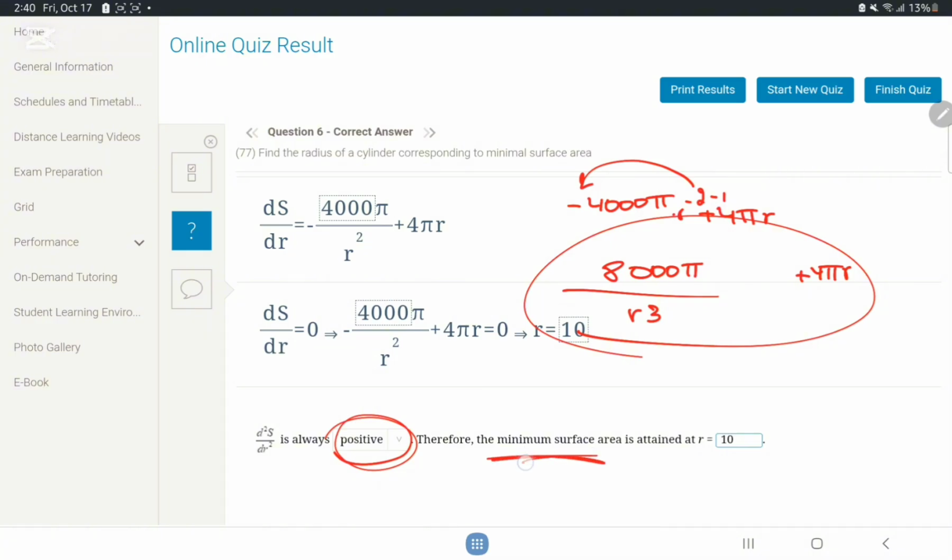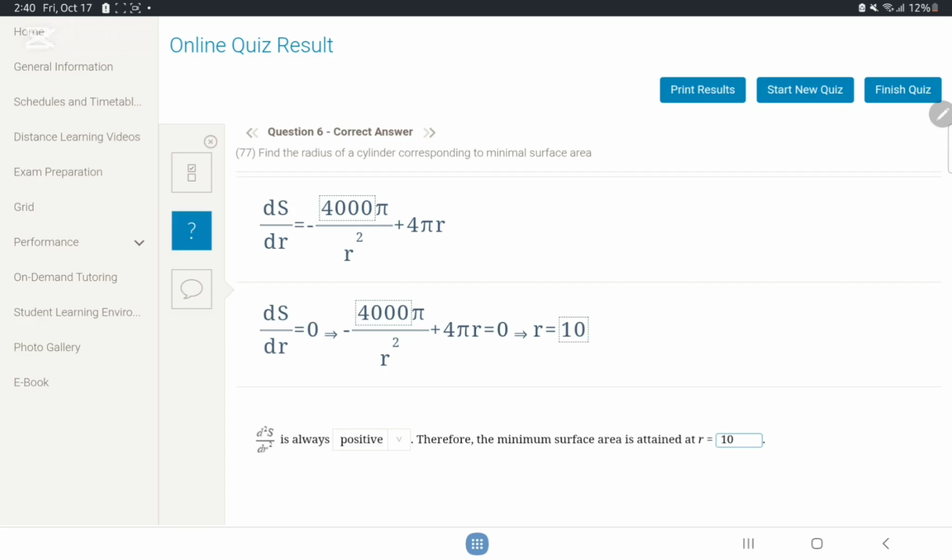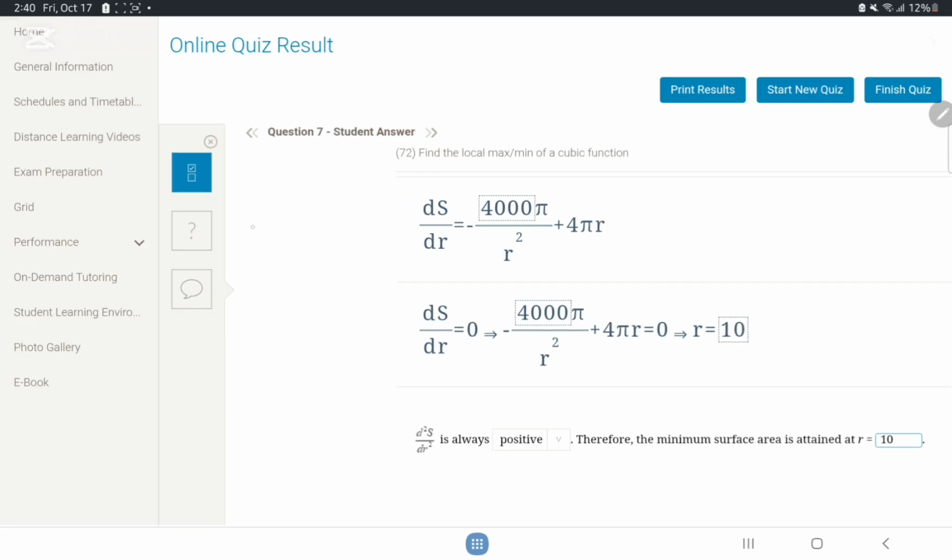Now they want the minimum surface. It's nothing related to the double derivative. Minimum surface area means the first derivative. So this one, they want r. The only r that you got is 10, so you put 10 here. And that's the only r, so there's only one to find out minimum and maximum. That's the only r.